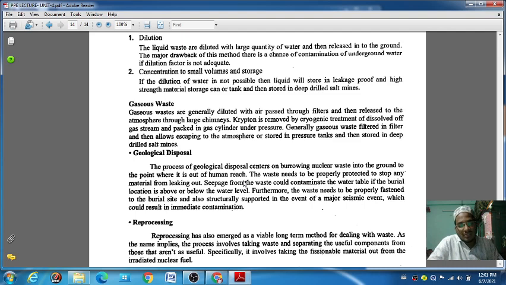Geological disposal means disposing of nuclear waste into the ground. If nuclear waste comes out from the nuclear reactor and spreads through air, liquid, or solid into the atmosphere, what drawbacks will come? We will see the drawbacks for our agriculture, our soil, our ground, our atmospheric air, trees, and animals. So those drawbacks come under geological disposal.